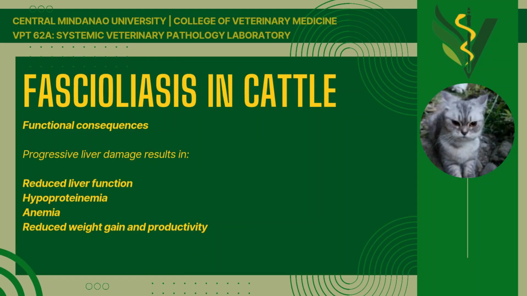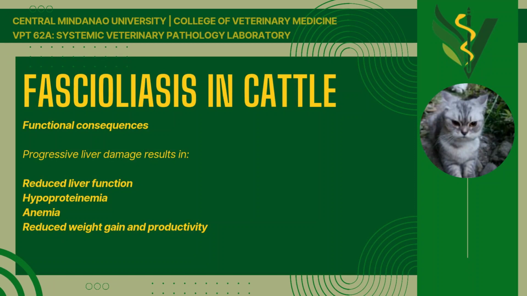Also during the chronic phase, the parenchymal tissues are converted into fibrous tissue, or the functional tissues would turn into fibrous, and that would affect the functional state of the organ. Hypoproteinemia, wherein the flukes themselves feed on the plasma proteins, and that would cause the hypoproteinemia. Anemia, of course, that would also be an effect.